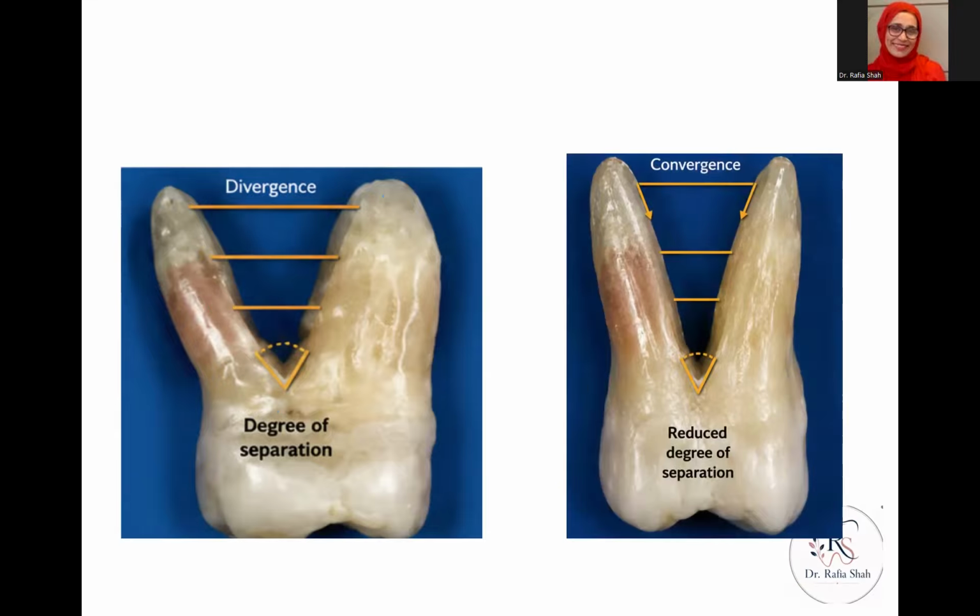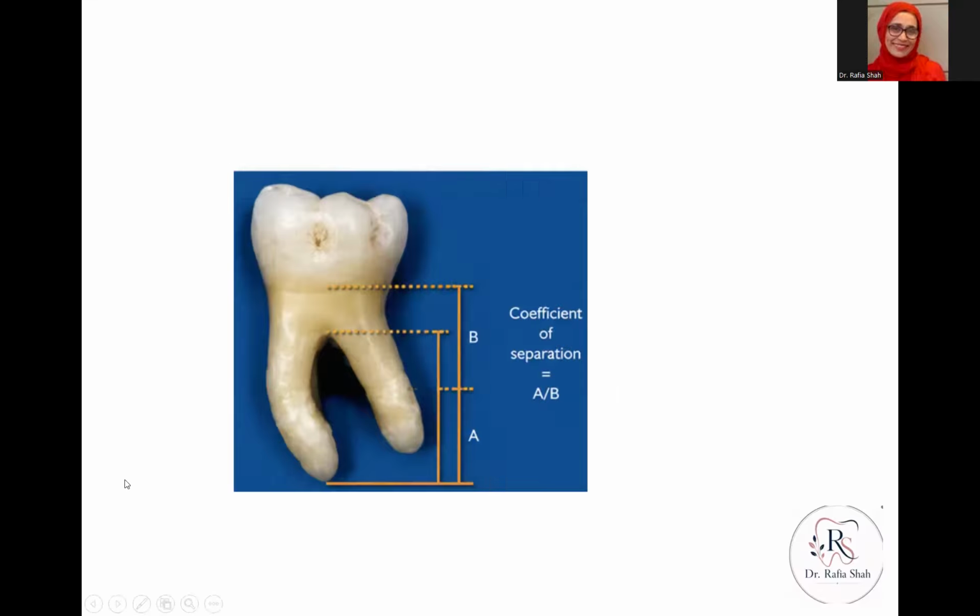But in cases where the degree of separation is reduced, meaning where there are convergent roots, they will cause some problem to the treatment if I increase the convergence even more. So the closer the roots are, there is a reduced degree of separation. The more divergent the roots are, there is an increased degree of separation of the roots. And this degree of separation of roots, we will talk about the treatment in upcoming videos.